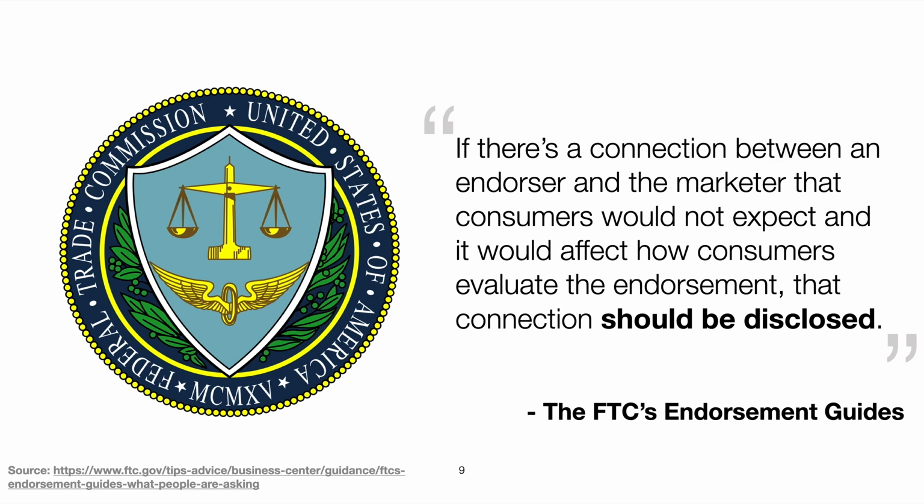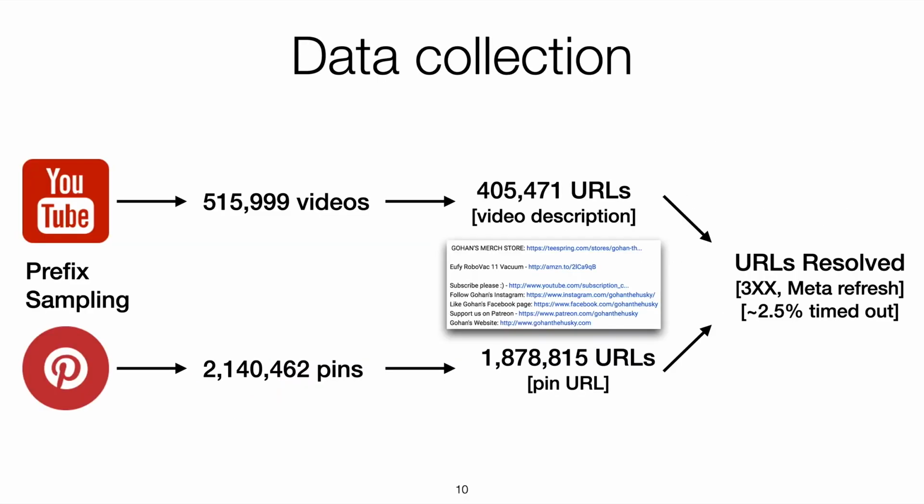to disclose their relationship with advertisers to their audience so that the audience is not misled into believing that they are watching non-advertising content. To quantify how often content creators like Gohan disclose, I assembled a dataset of nearly 500,000 YouTube videos and 2 million Pinterest pins. I then resolved all the URLs present in these videos and pins.